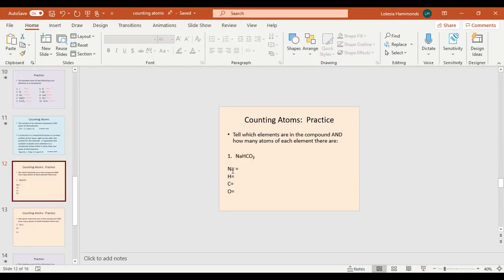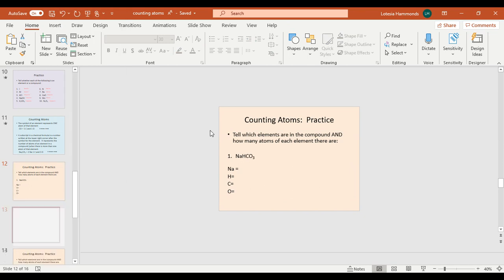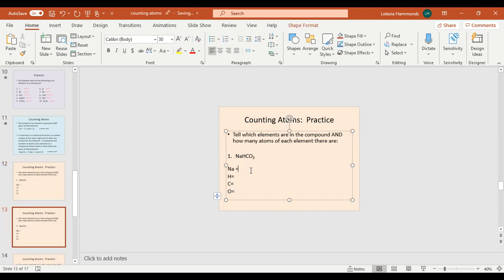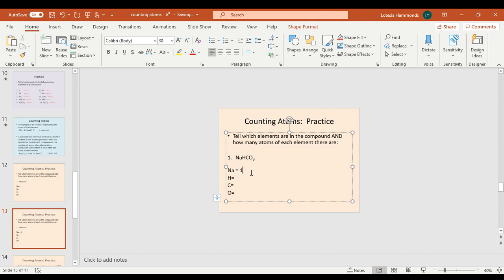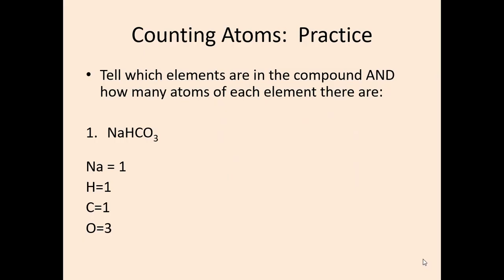Actually, it didn't. Oh, so let's fix it. All right, so we see we have 1, 1, 1. But you notice there is a subscript after oxygen. So oxygen would have 3.